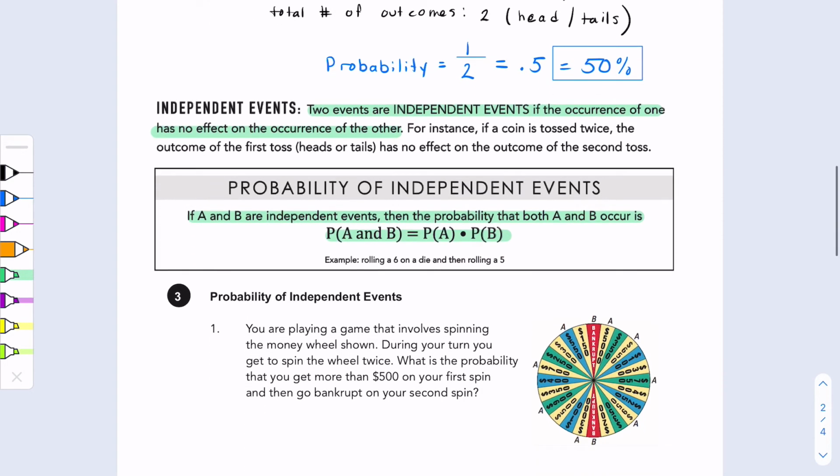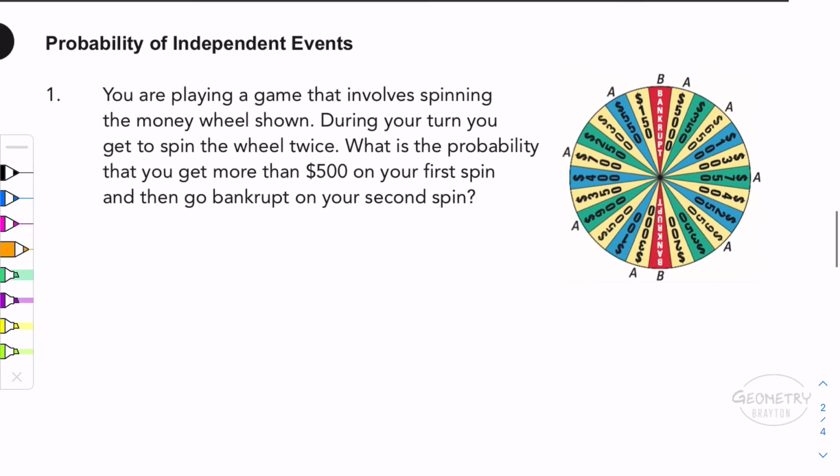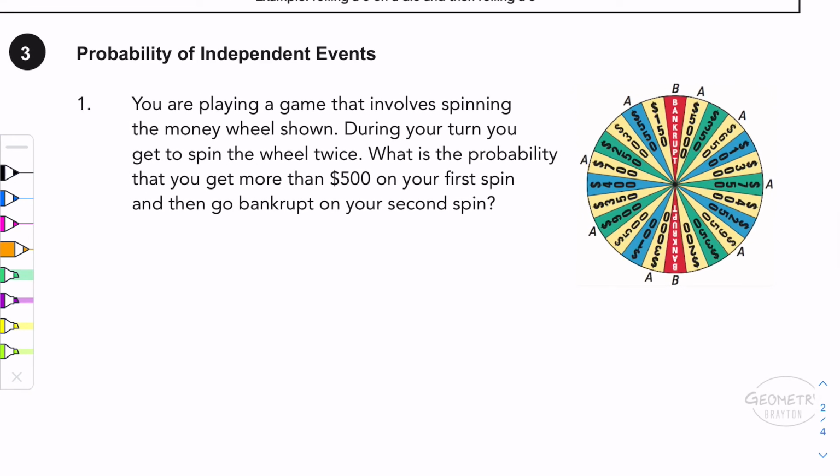We're going to look at an example of how we can use this. The probability of an independent event. This says you are playing a game that involves spinning the money wheel shown. During your turn, you get to spin the wheel twice. What is the probability that you get more than 500 on your first spin and then go bankrupt on your second spin? Okay, so we need to analyze the spinner. Event A, we're going to say, is this: what is the probability that you get more than 500 on your first spin?